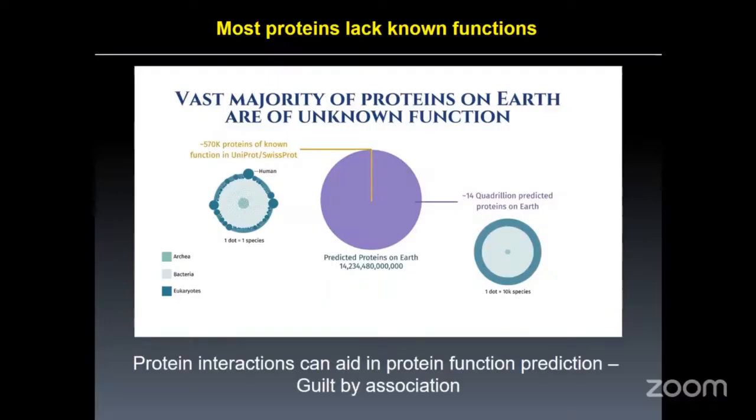And so, of course, if you know what proteins are interacting, and one of those proteins is known, then you can infer a function for the interacting protein. They're likely to be involved in the same process. So it's something called guilt by association. If you're associated with someone, you're guilty by just this association, right?